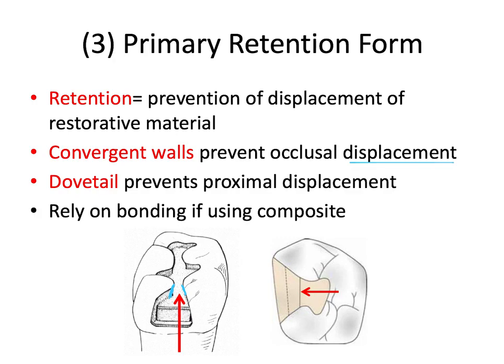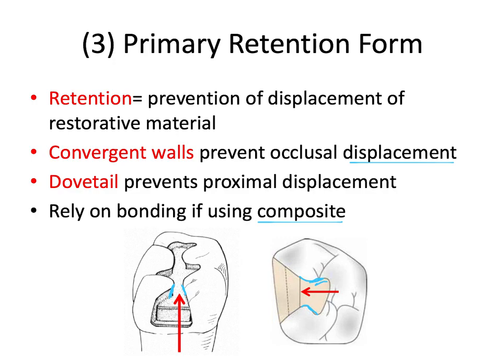Dovetailing of the preparation, which you see on the right, prevents proximal displacement of the restoration. Similar idea, right? The walls are coming in towards each other, this time from our axial view here, and we can see that as these walls are coming in closer, the material, when it sets or is cured, is going to have a much harder time escaping in this direction. We can rely, however, more on bonding if we're using a composite material, which we'll talk more about later in the series, but these features are absolutely essential if you're using amalgam.